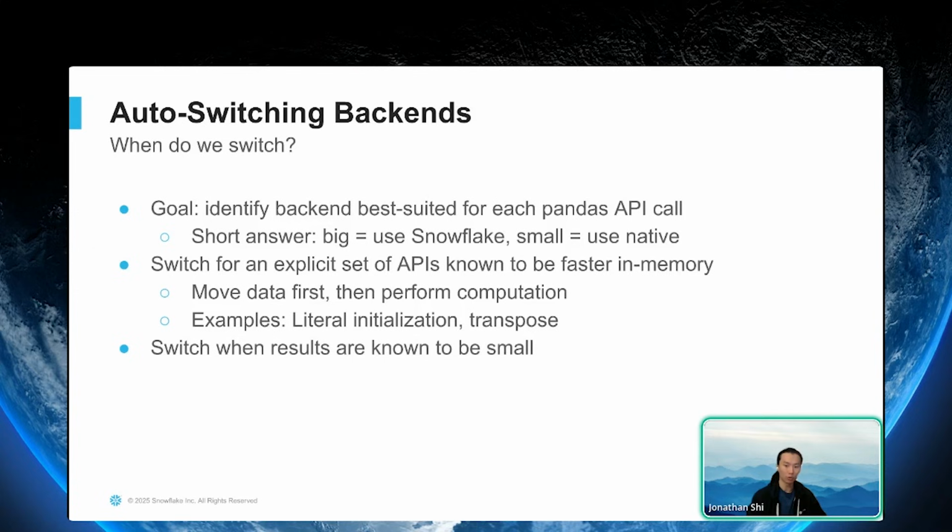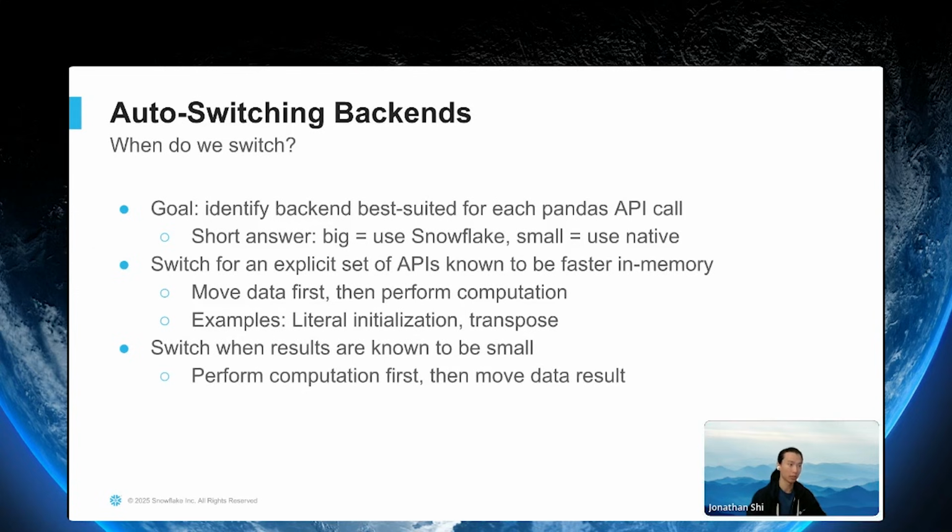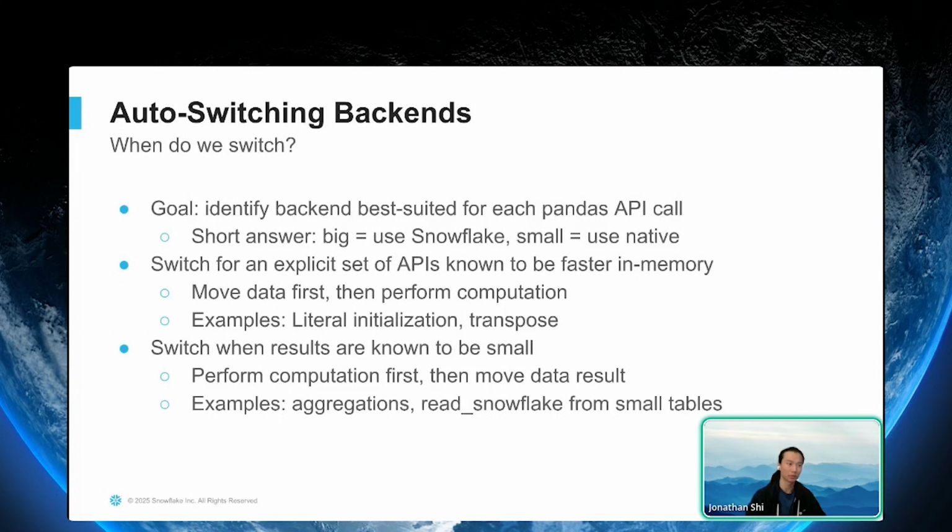We will also only switch if our results are known to be small enough. In such cases, this is a different set of APIs. We will want to perform the computation within Snowflake first, and then move the result of this computation back to native pandas in memory. Examples of this include aggregations, where generally you're taking either a data frame with a lot of columns or a lot of rows, and then you're compressing it down to either a scalar or a data frame with very few rows or very few columns. In these cases, we know the result of the computation will always be pretty small.